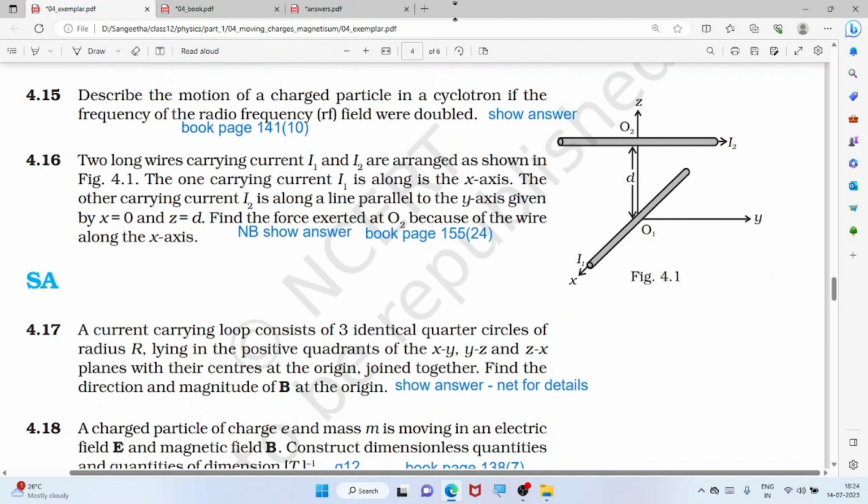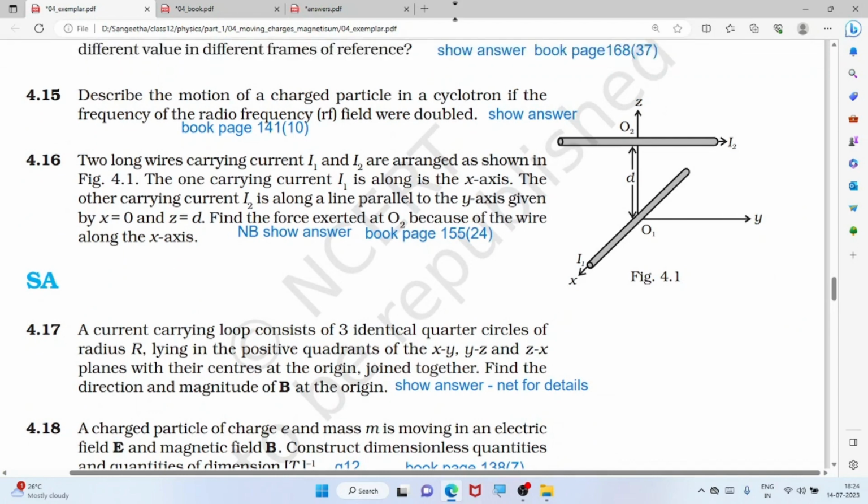Two long wires carrying current are arranged, okay. One carrying current along the x-axis in this direction, and the other carrying current in this direction. Now the current is flowing in the opposite direction in the other wire. Now what is the force?